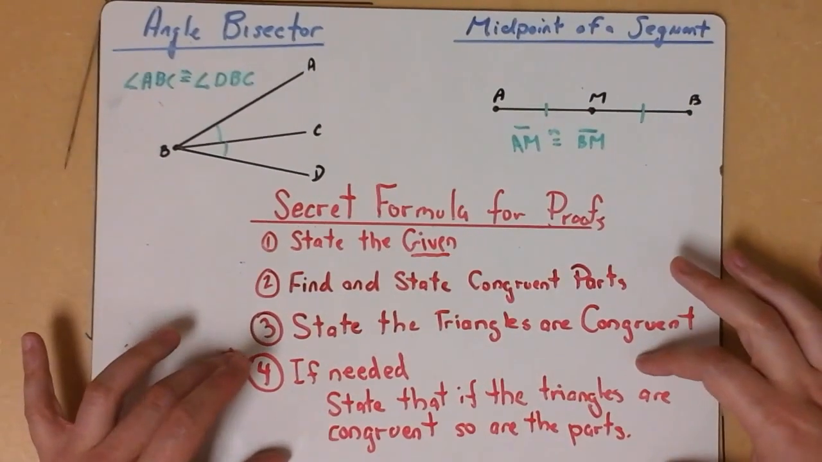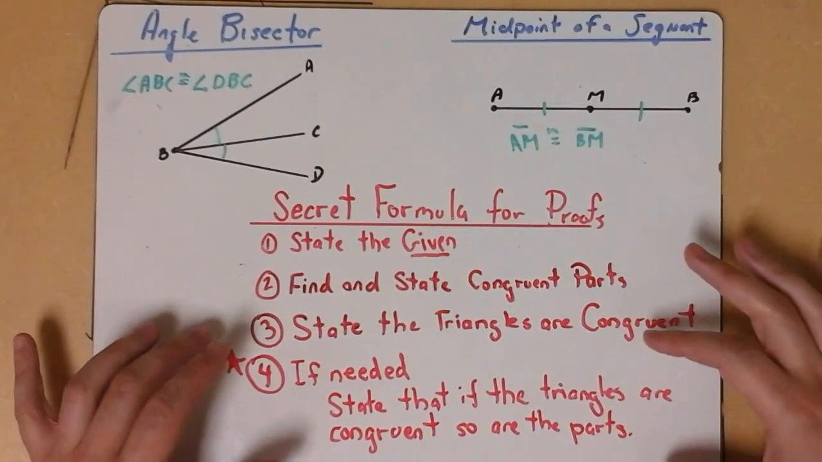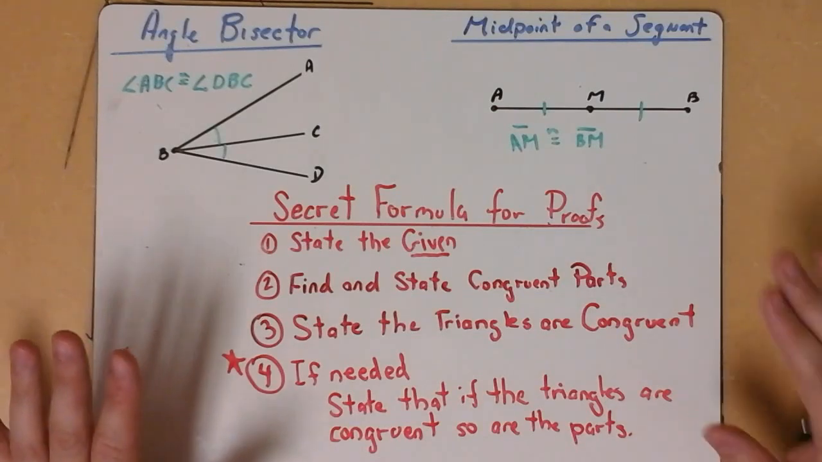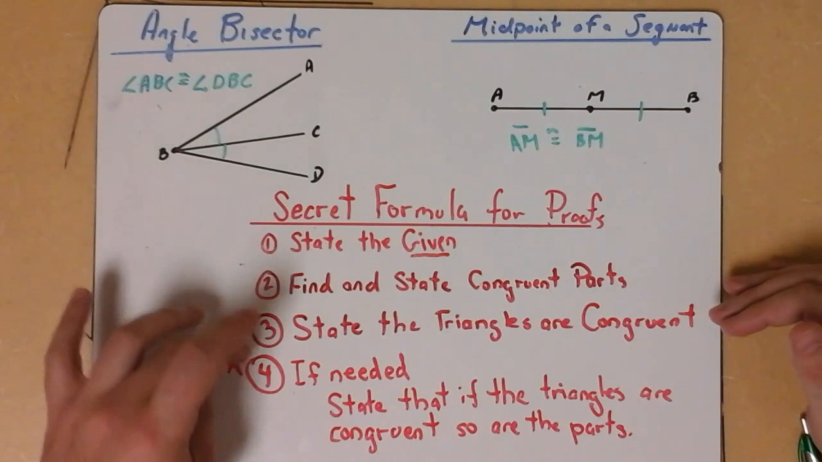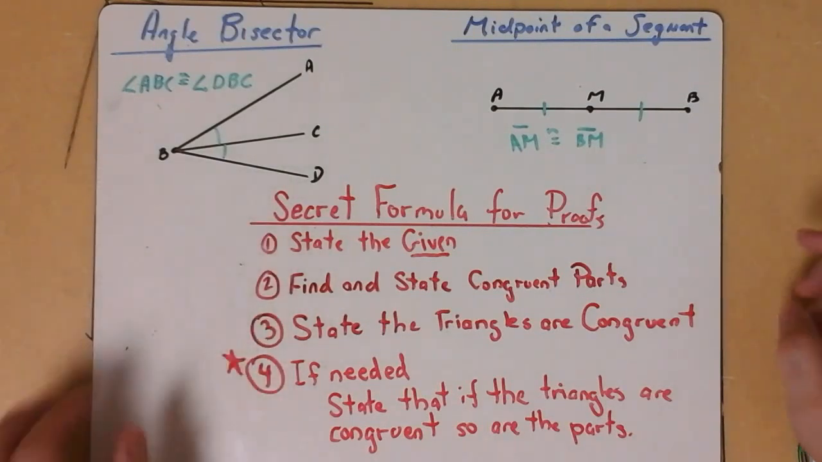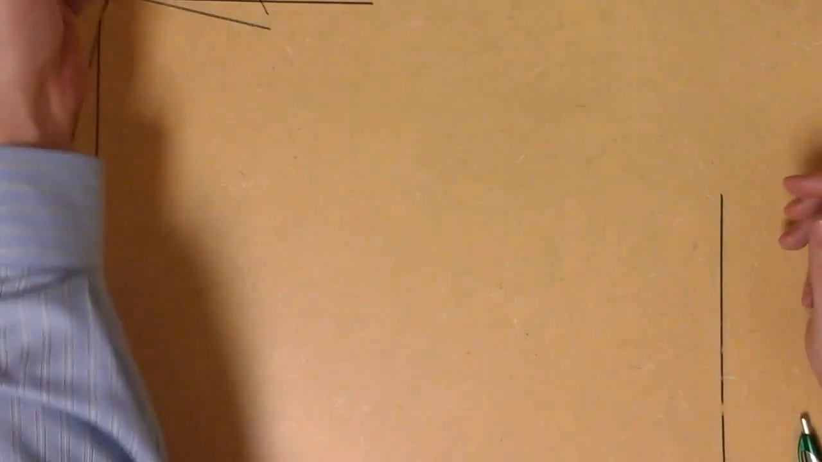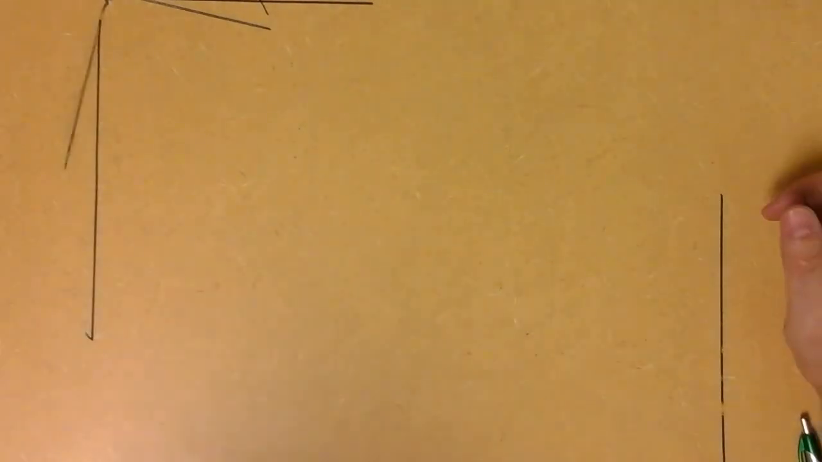Then this is for later, but I'm going to put it on here now. If needed, state that if the triangles are congruent, so are the parts. I'll clear that up later. For right now, the proofs we're going to be doing are really going to focus on the first three steps. Okay, so let's take a look at an example.